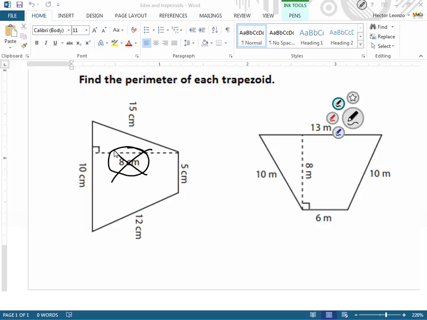So you got what? 42? 42 centimeters. And this is not an isosceles trapezoid, right? Because if you notice, one side is 15 and the other side is 12. So this one was not; some of them are. Alright, any questions?